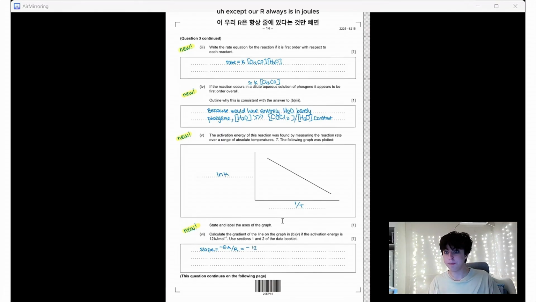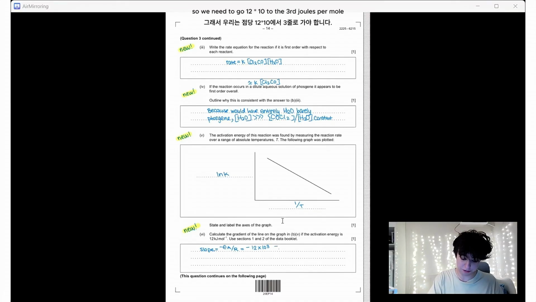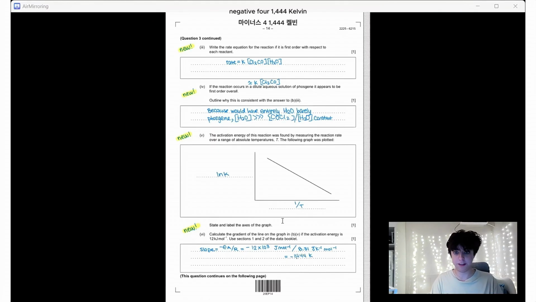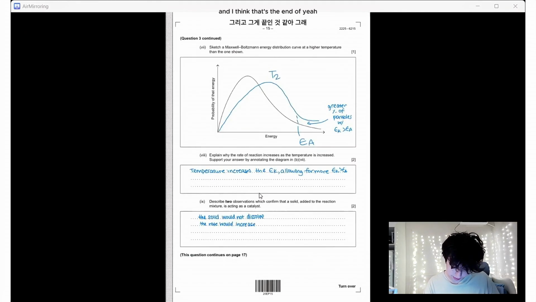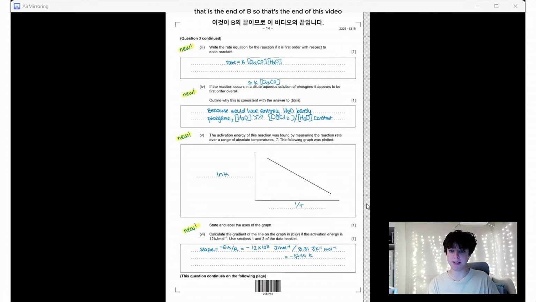Except our R is always in joules, not kilojoules. So we need to go negative 12 times 10 to the third joules per mole divided by our 8.31 joules Kelvin to the negative one, moles to the negative one. And that would end up getting us negative 1,444 Kelvin. And that would be the gradient of the slope. I think that is the end of part B. So that's the end of this video.